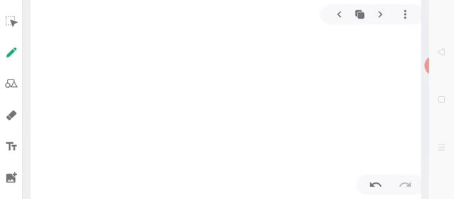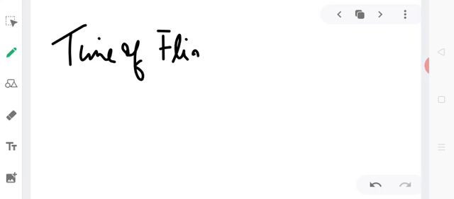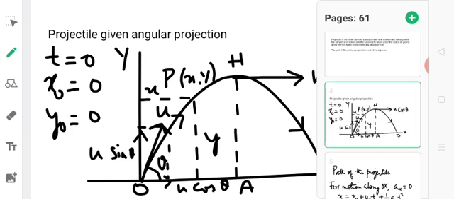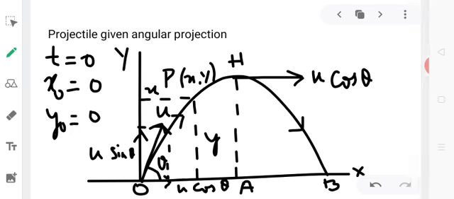Now let us find out time of flight. It is the total time for which the object is in flight, that is remains in air while going from O to B. Again I will go back to the figure so that it becomes clear to you all. The time taken by it to go from O to B.